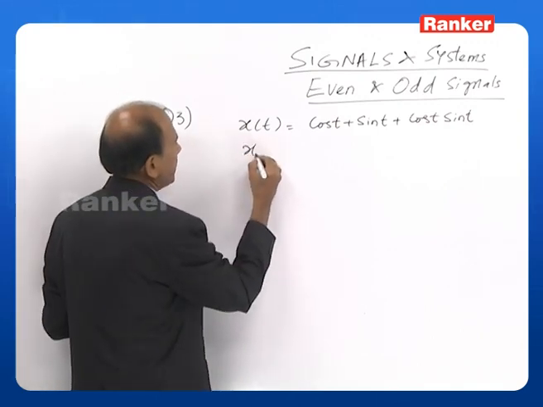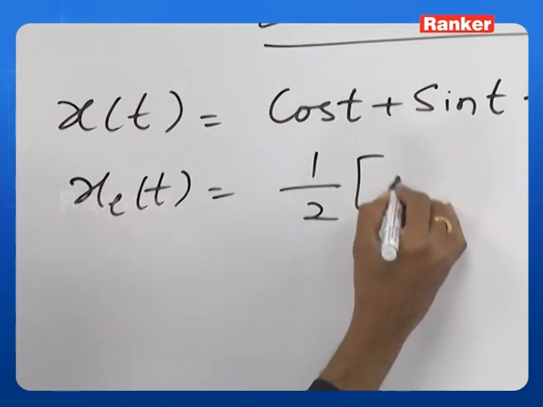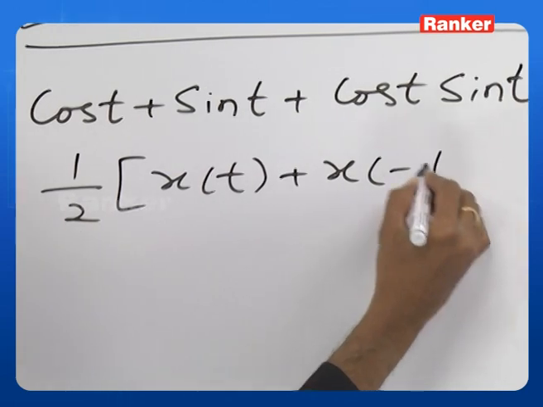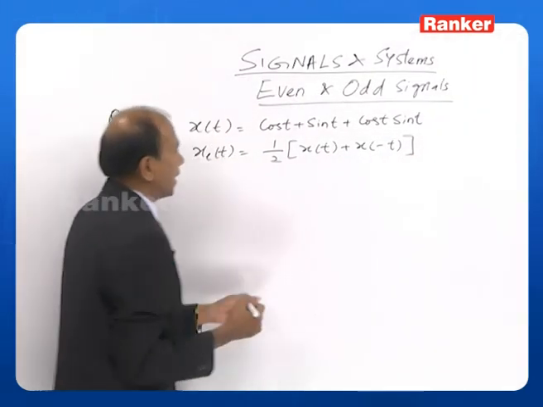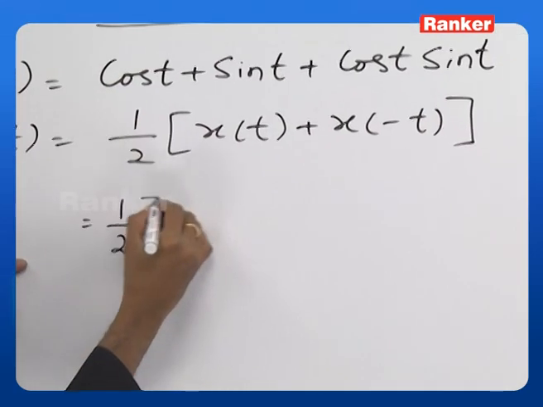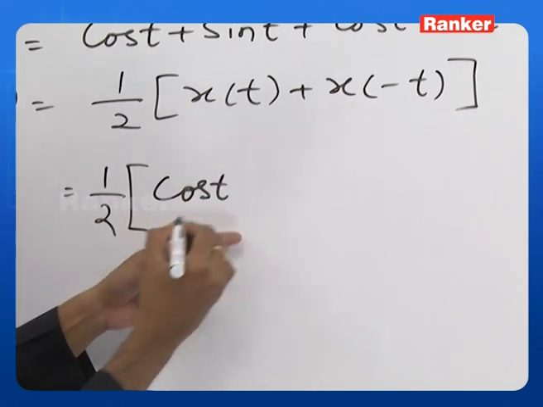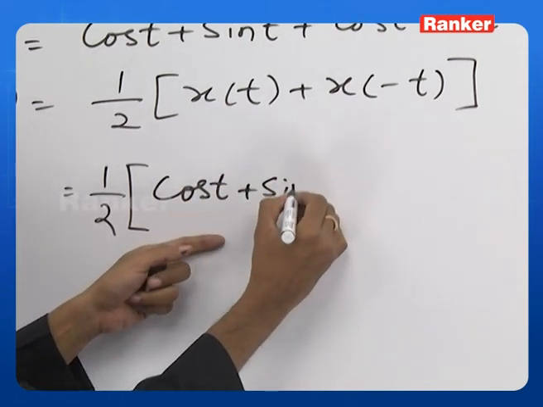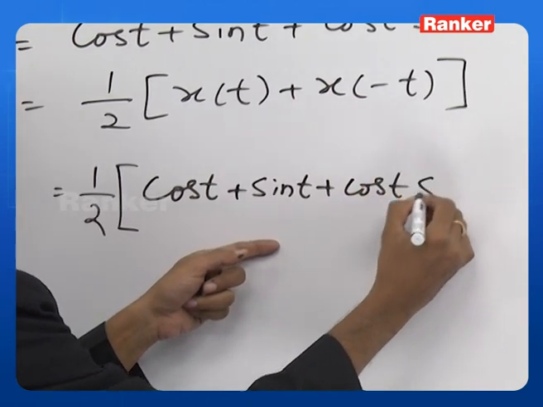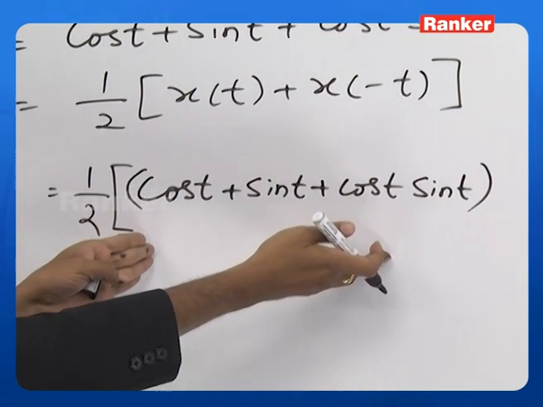So, we know x_e of t is equal to half of x of t plus x of minus t. Let us apply this here. First, let us write cos t plus sin t plus cos t sin t as it is, because this whole thing is our x of t.